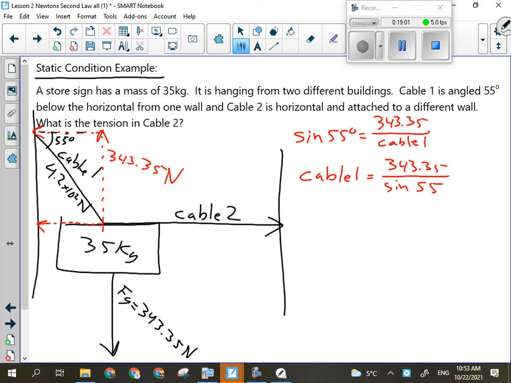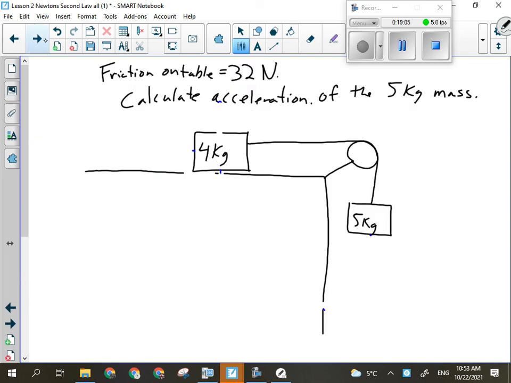Okay, questions on that one? See if you can figure that one out. It's not static. Okay, this is a pulley question.